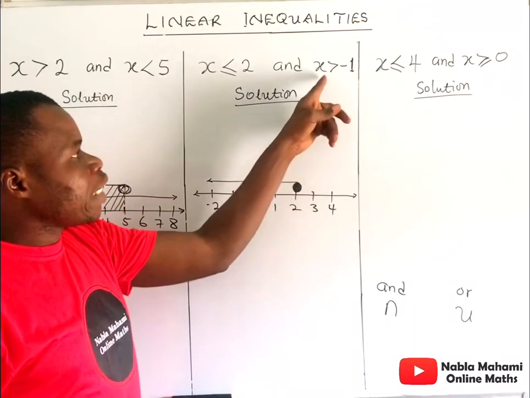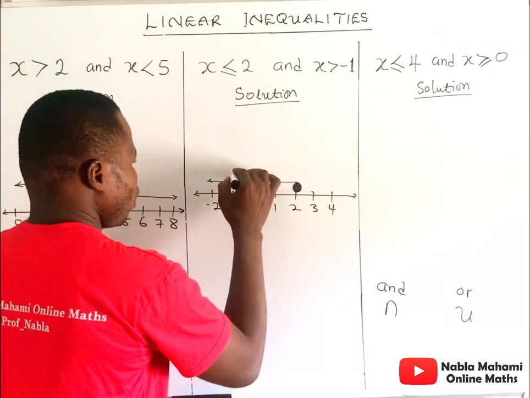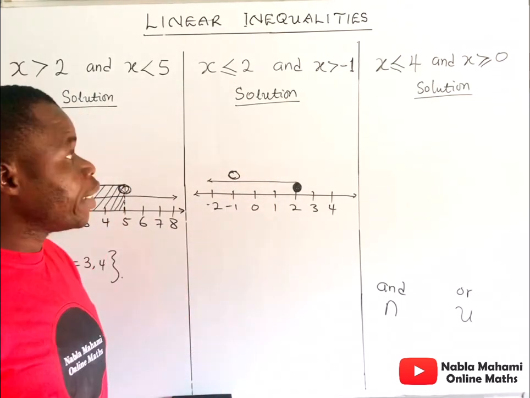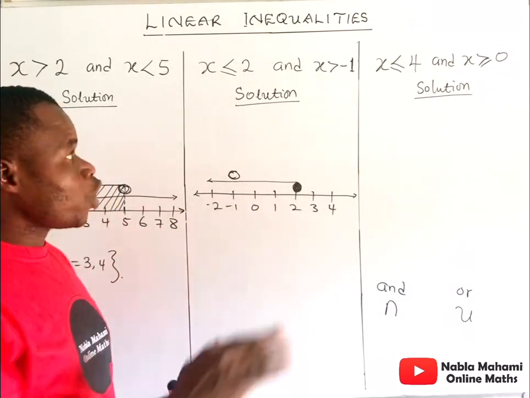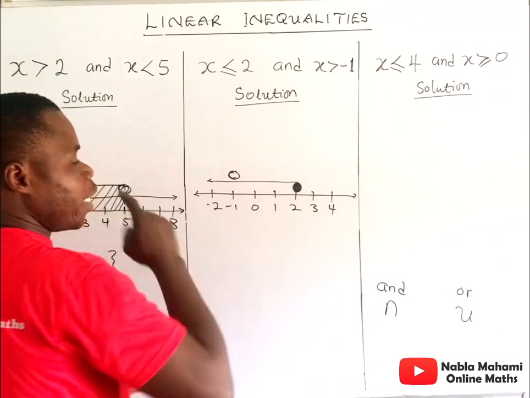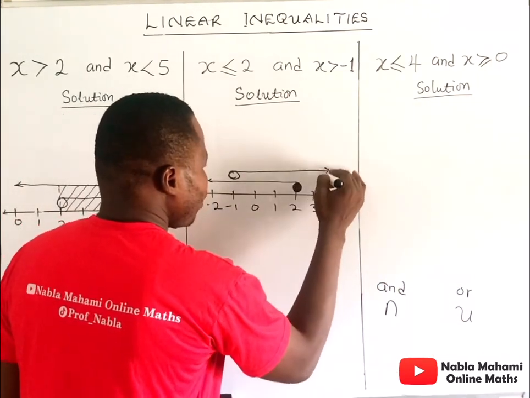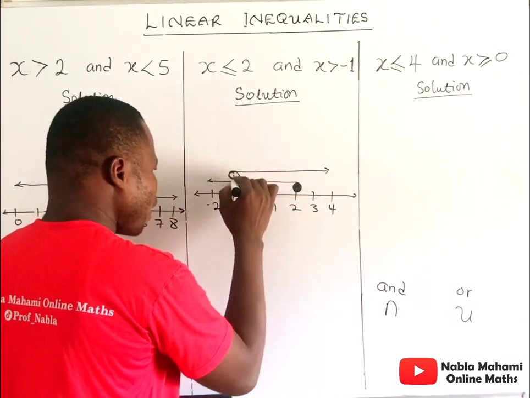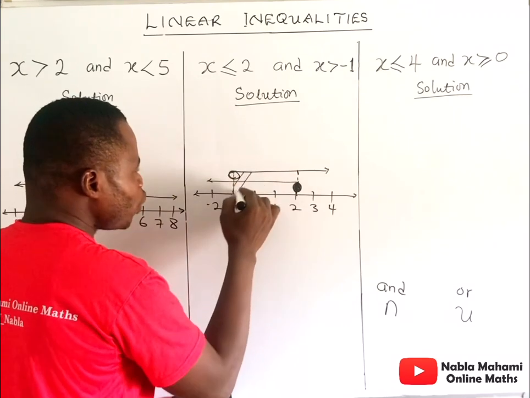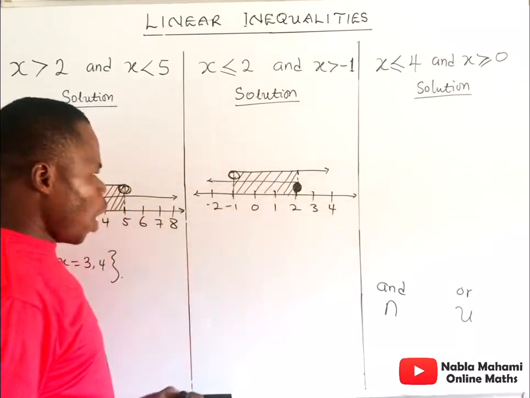The other one is x is greater than minus 1. So I'll go on minus 1. This is minus 1. Then my circle will be here. But that one will be open. It will not be painted because it is greater than. There's no greater than or equal to there. So since this sign is facing this side, then the arrow will go to the other direction. So I will draw my arrow this way. Then after this, I will now draw my lines to come this way. Then shade this particular portion.